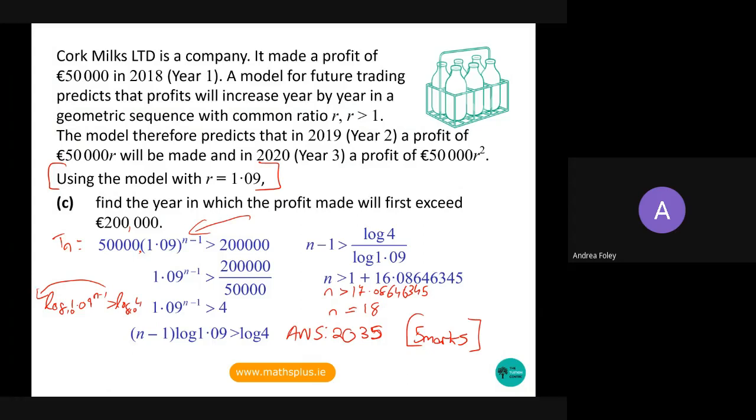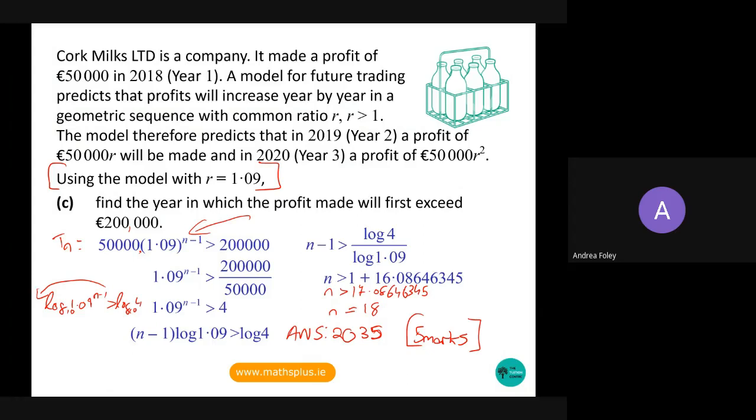There are different ways of doing it. You could do it the way we've displayed here on the PowerPoint, by just substituting 1.09 into your answer for part B, and you would end up with n is greater than 17.086. Or you could do it by just multiplying on each one as we discussed. Any substitution of 1.09 gets you 2 marks, low partial credit.